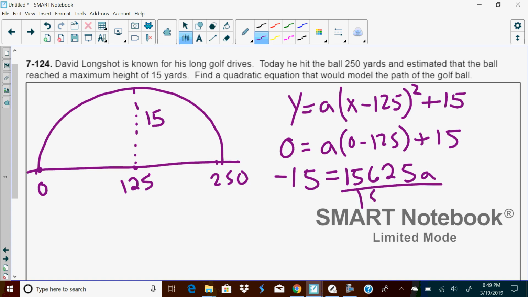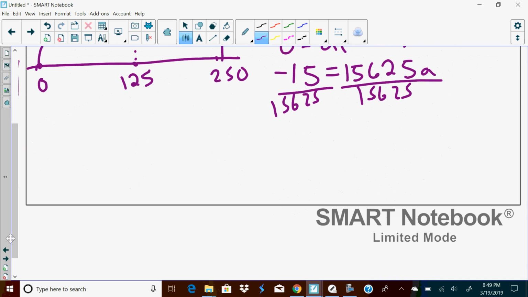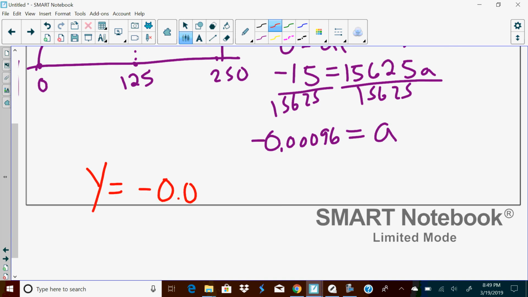Divide both sides. So then when I divided it, I ended up with a equaling a negative 0.00096. So when I wrote my equation, I ended up with y equals negative 0.00096 times x minus 125 squared plus 15.